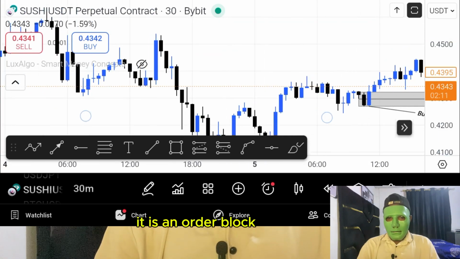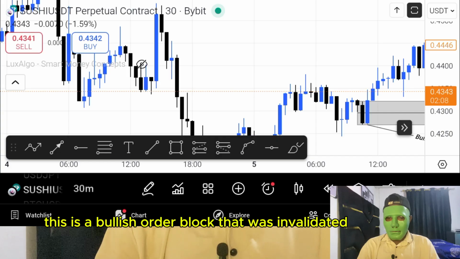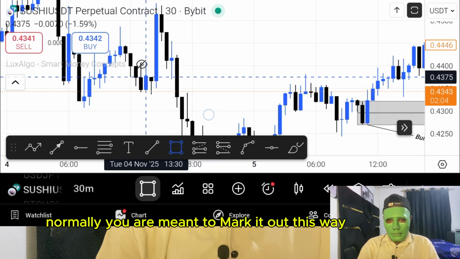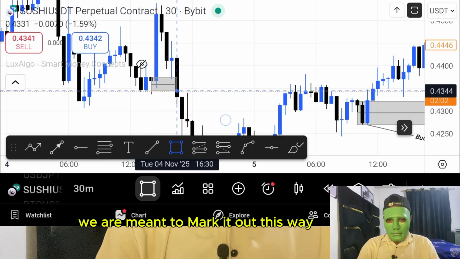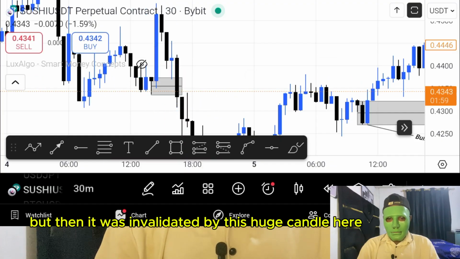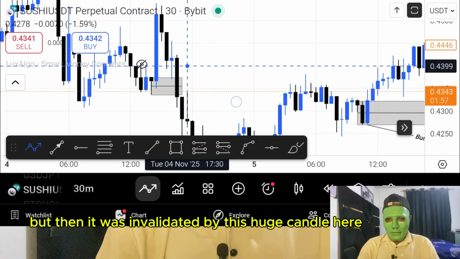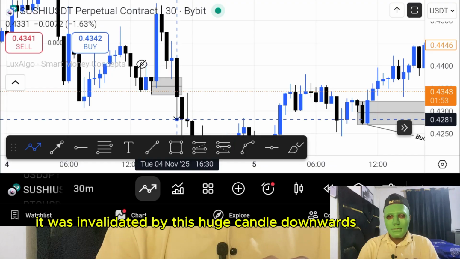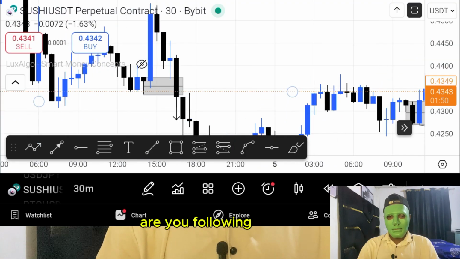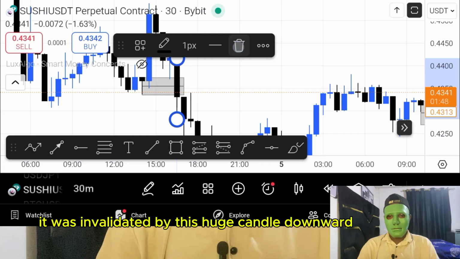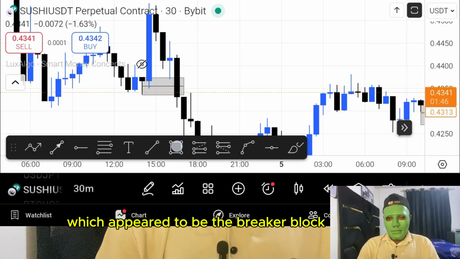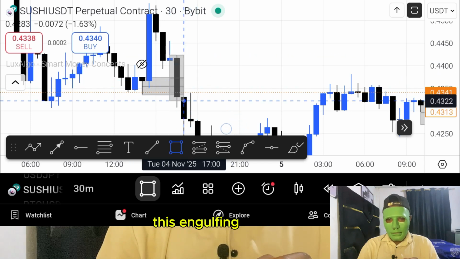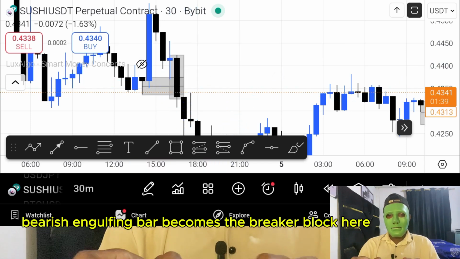It is an order block. This is a bullish order block that was invalidated. Normally, you are meant to mark it out this way. But then, it was invalidated by this huge candle downwards. Are you following? It was invalidated by this huge candle downward, which appeared to be the breaker block. This bearish engulfing bar becomes the breaker block here.